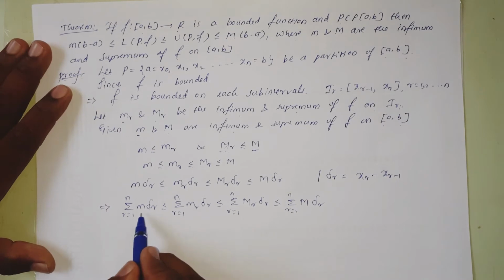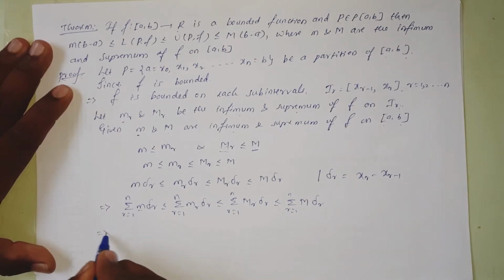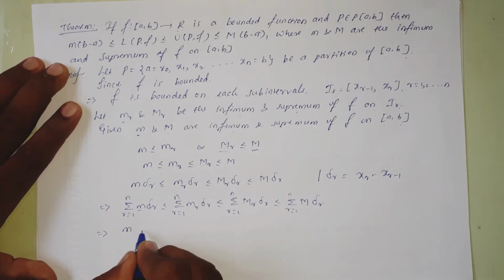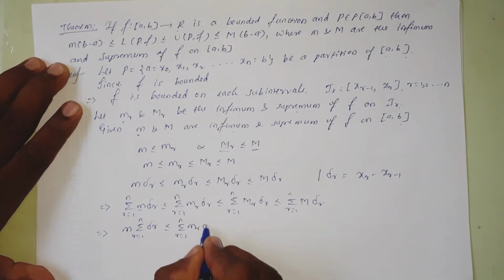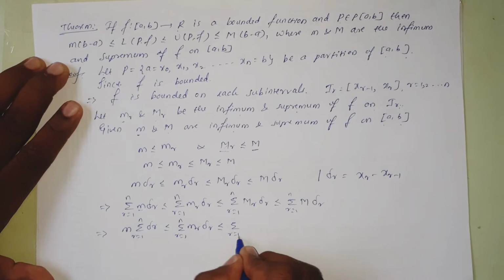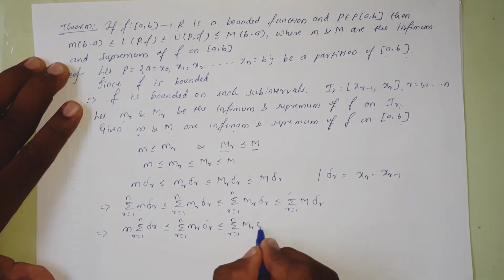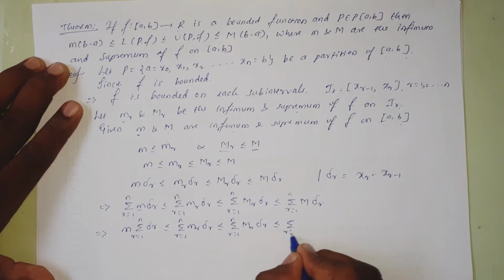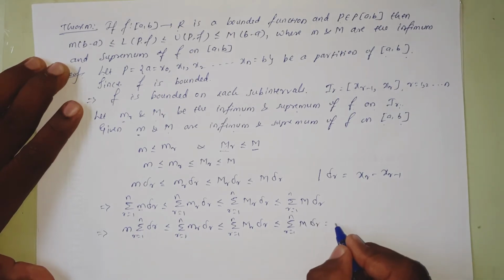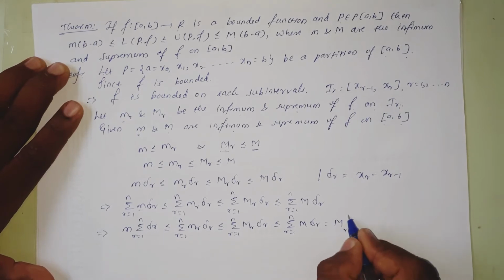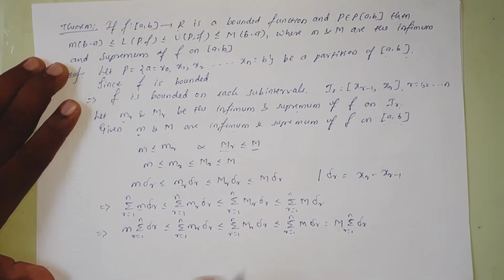And here this M is independent of R, then we can write this result as M into summation over R is equal to 1 to n delta R less than or equal to summation over R is equal to 1 to n small mr into delta R less than or equal to summation over R is equal to 1 to n capital Mr into delta R less than or equal to summation over R is equal to 1 to n capital M into delta R. So, this can be written as M into summation over R is equal to 1 to n delta R, since M is independent of R.